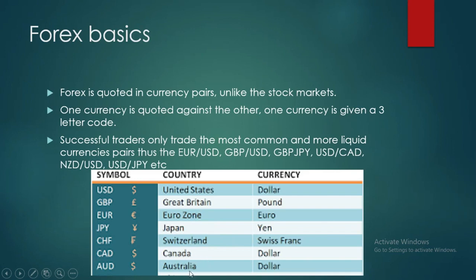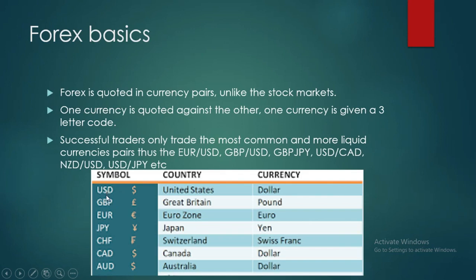Those are some of the top currencies that we actually trade in the market. These are not the only currencies that are there. There are so many, but we'll focus mostly on these currencies that I've just listed. Then one currency is quoted against the other. Each currency is given a 3-letter code. For example, the US dollar is called USD.